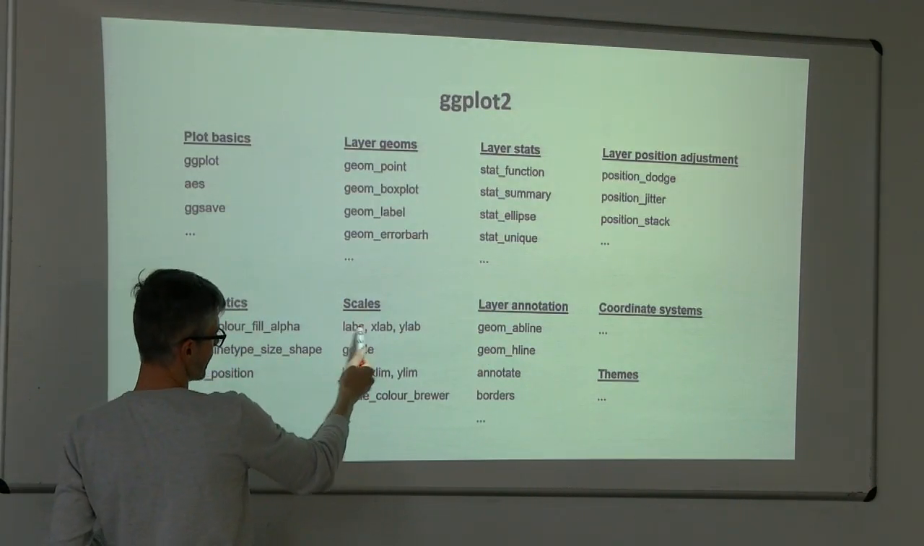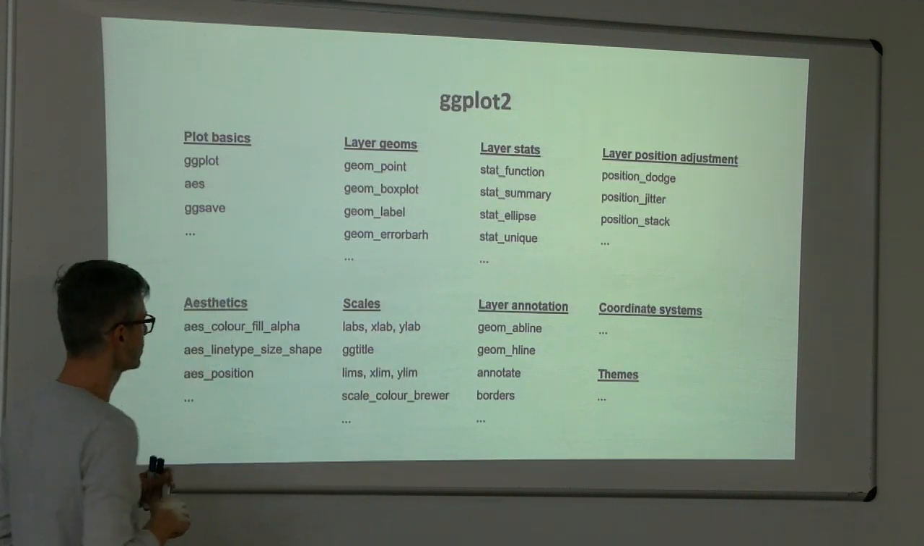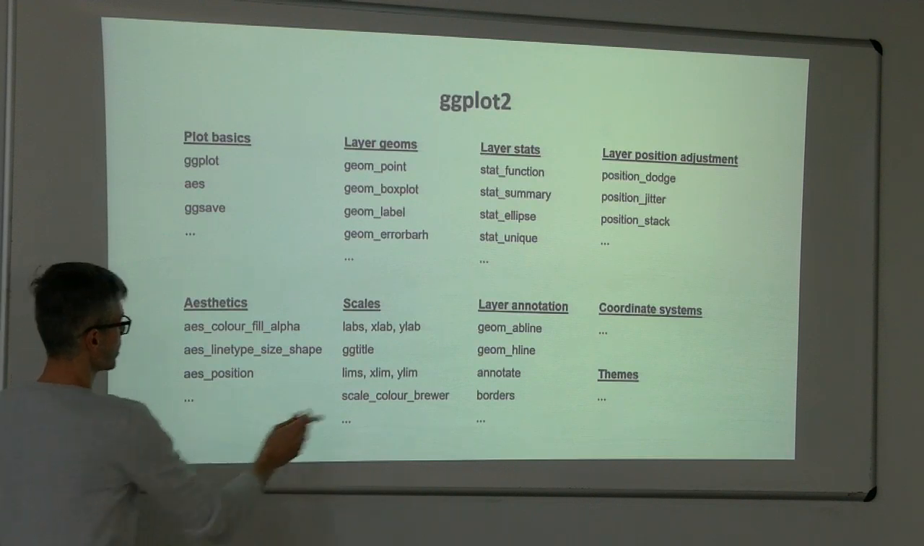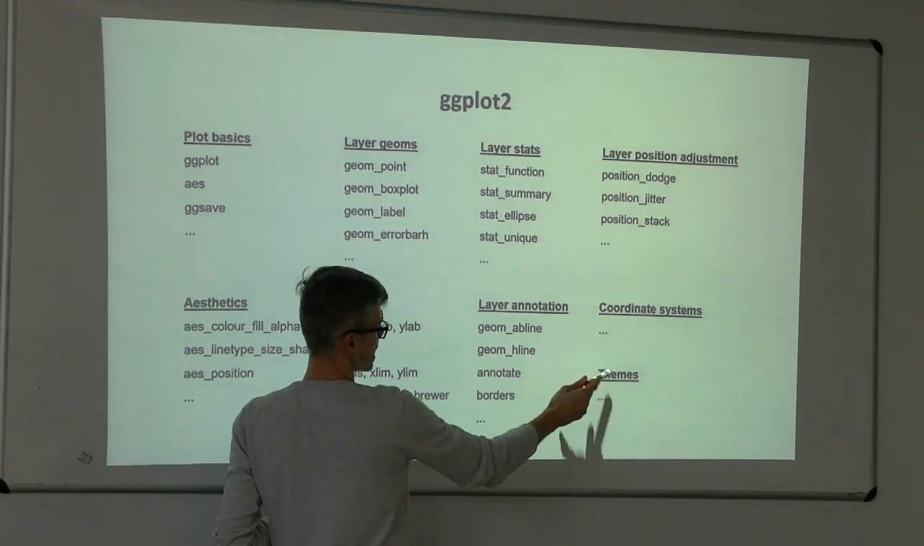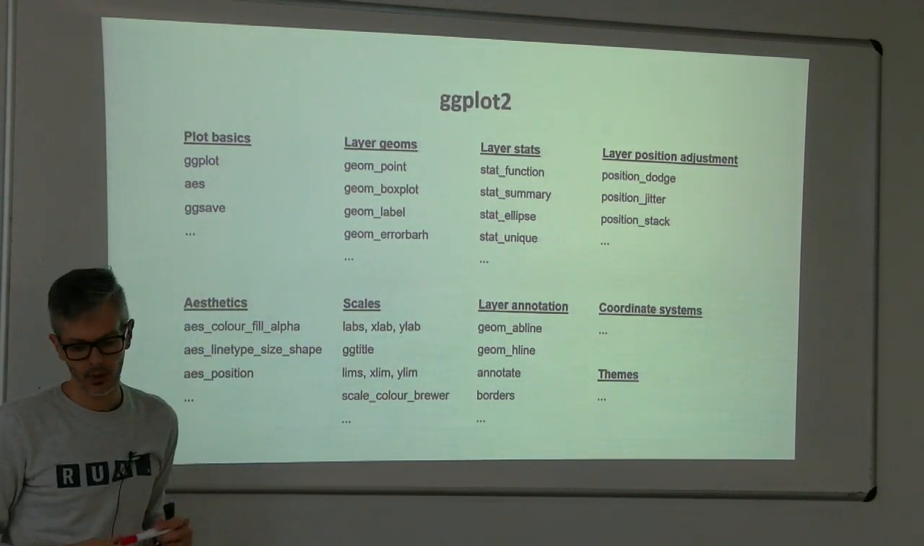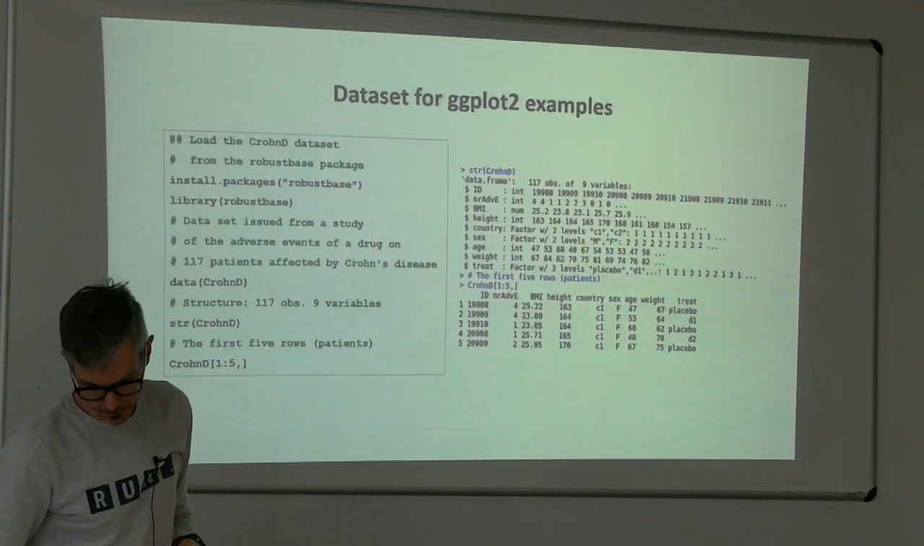Titles, the limits, labels on the X and Y axis. So these are also separate layers that you can add. Coloring and so on. So this is what is available, and it's also nice that you can change it to a certain theme. I will come back to that later.